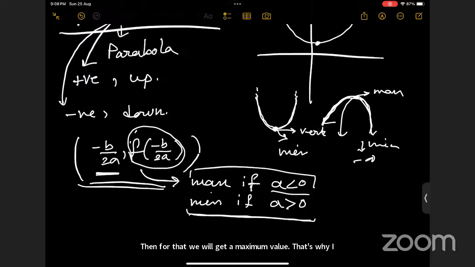Ma'am, one more thing: in both cases, whether a is greater than 0 or less than 0, we'll be using this same minus b by 2a to find the minimum or maximum value? Yes, this formula is fixed, no matter whether a is greater than 0 or less than 0. Here we are not taking a equal to 0, so we don't have any kind of disturbance there. Got it, ma'am. Thank you.